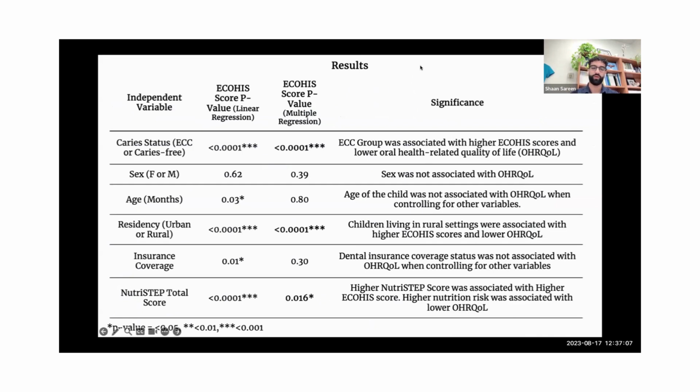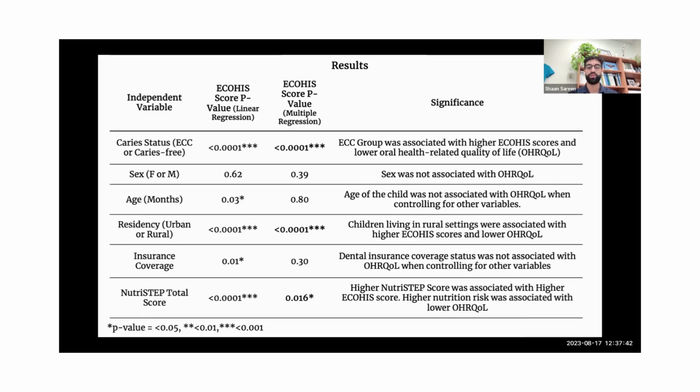So moving on into more sets of results. As previously stated in the other slide, the association between Caries status and ECOA score was significant. We evaluated this using the linear regression as well as the multiple regression, and that allowed us to control for other variables in the study. So we found that ECC was associated with higher ECOA scores and therefore lower oral health related quality of life. We were able to verify that sex was not associated with oral health related quality of life.